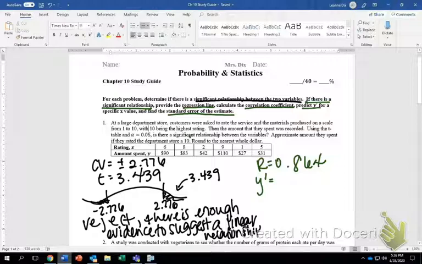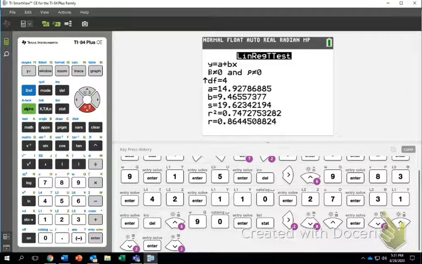Let's go back to the calculator. That is going to be the A and B value. A comes first, and then it's going to be plus BX. So I can see right here I have my A value. I just have to make sure I round correctly. So A would be rounded to 14.928, because this 8 is higher than 5, so it affects this third value.